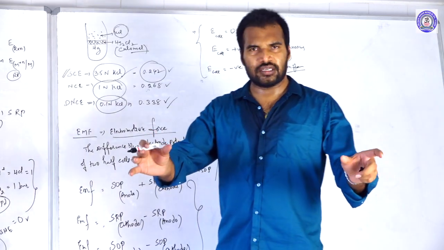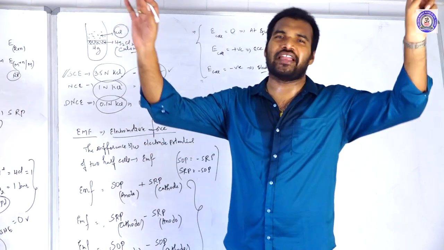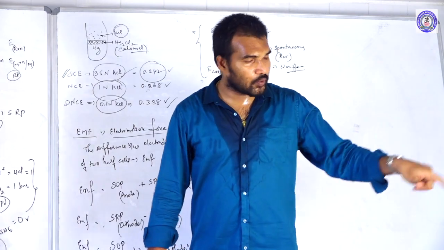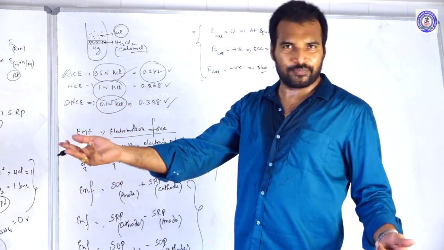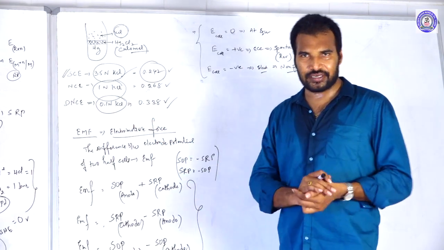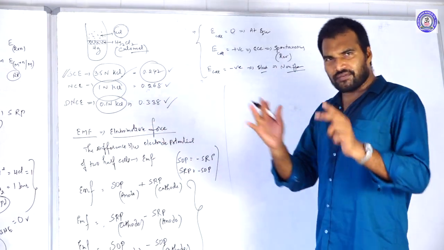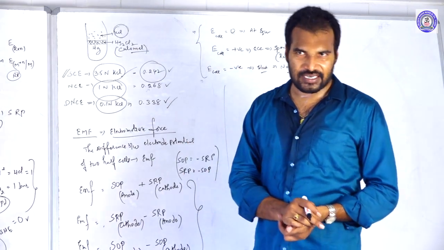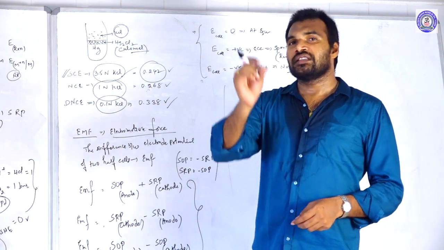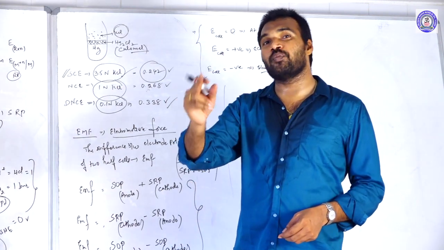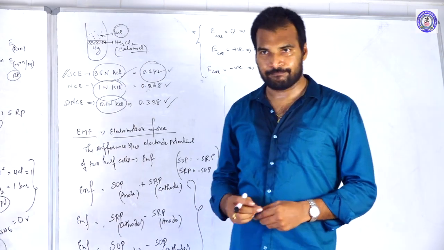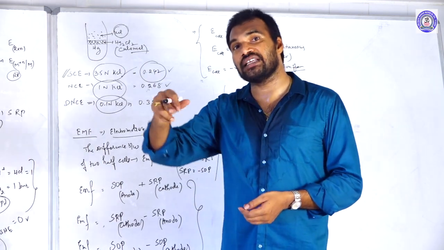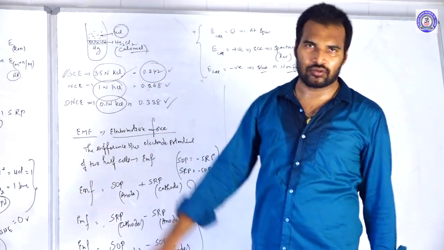Sometimes what happens, they give you two electrodes and they give you SRP values of both. So if SRP values are given, which electrode should you consider as anode, and which as cathode? Generally people feel difficulty in differentiating that. One point you remember: whenever two electrodes are given with SRP values, the electrode whose SRP value is higher will always act as the cathode.